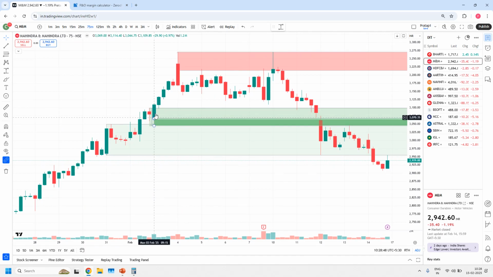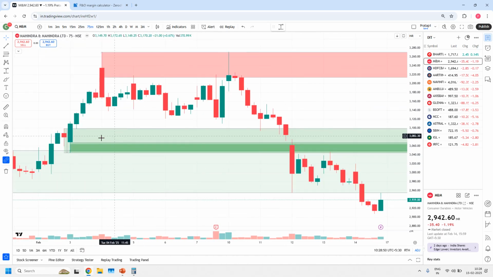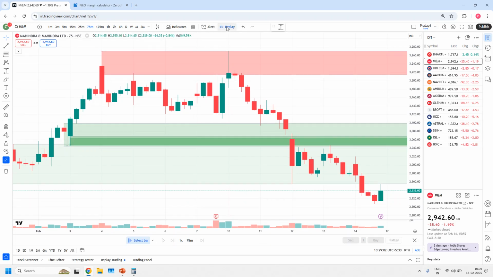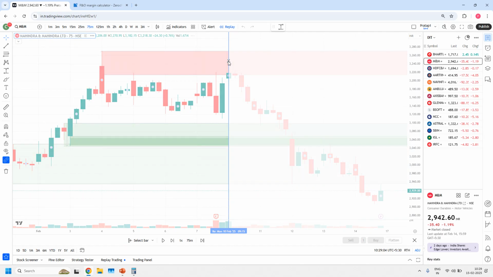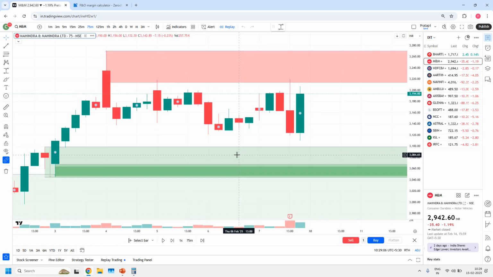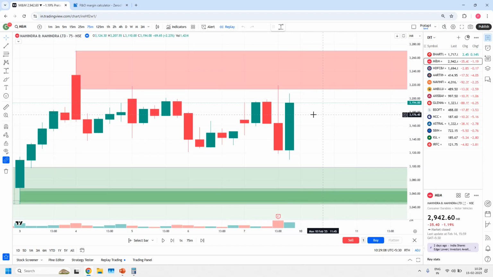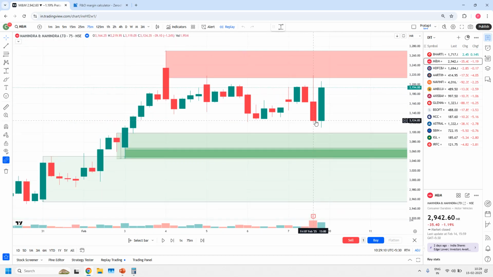Our 15-minute zone is inside a 75-minute zone. This is the one. And when we identified it last Friday, at the end of the day, this is the last candle. Let me go to the replay bar and cut all these candles. This was the situation when our software identified this zone.